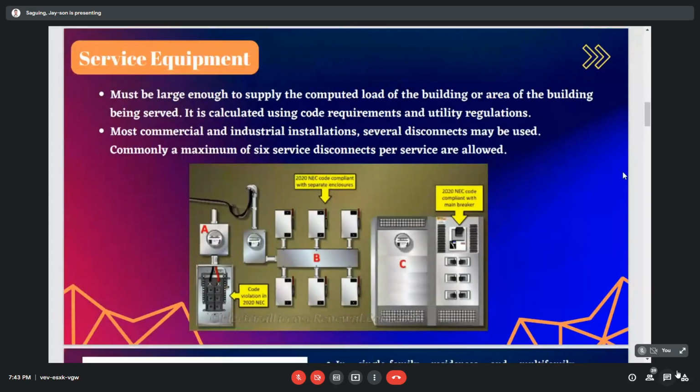Service equipment. The service equipment must be large enough to supply the computed load of the building or area of the building being served. It is calculated using code requirements and utility regulations. In most commercial and industrial installations, up to 6 service disconnects per service are allowed. And we can see in the pictures that there are only six disconnects per service.